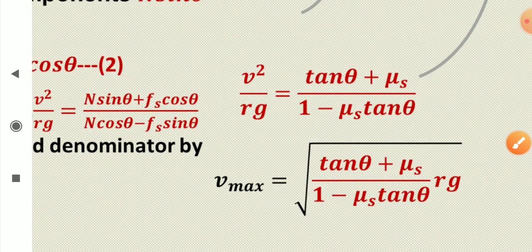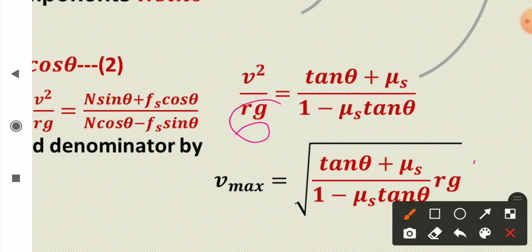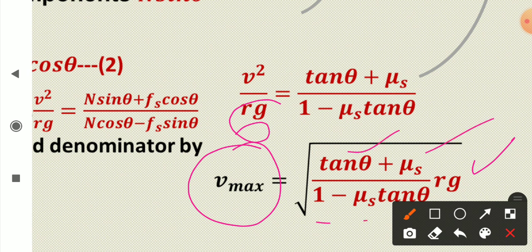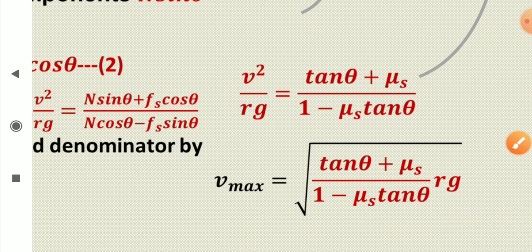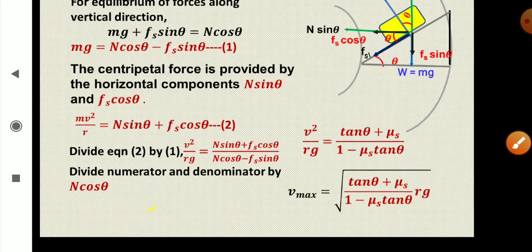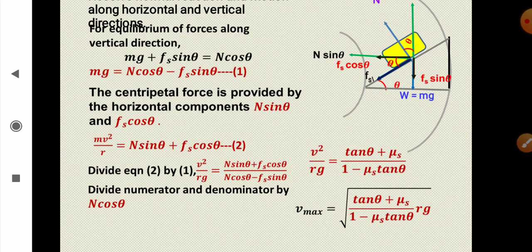Just change the side of this rg, take it to the right side, then the maximum possible value of the speed of a vehicle on a banked road will be tan theta plus mu s upon 1 minus mu s tan theta into rg. So this is basically meant for very high speeds. If the speed is more than this, then the car will skid away.